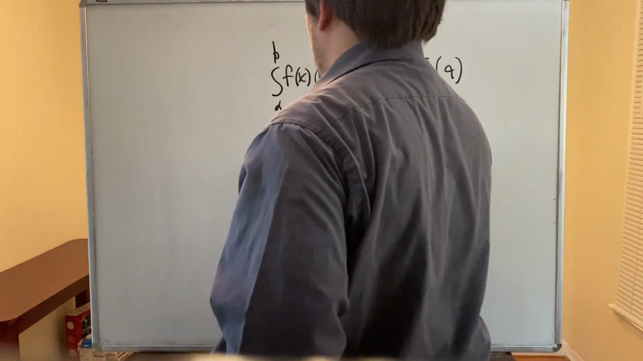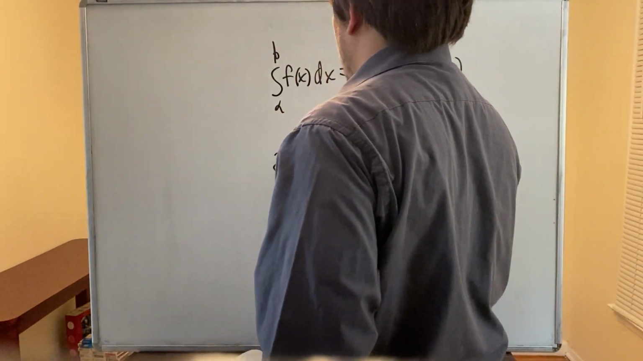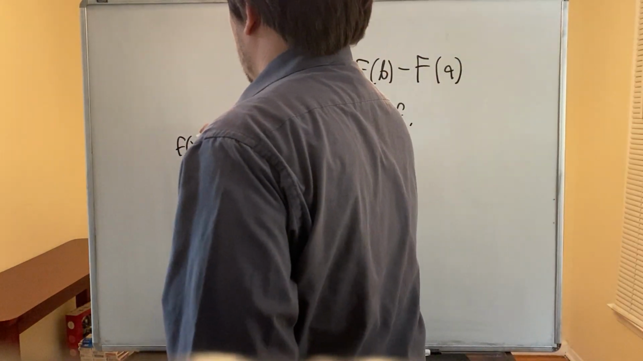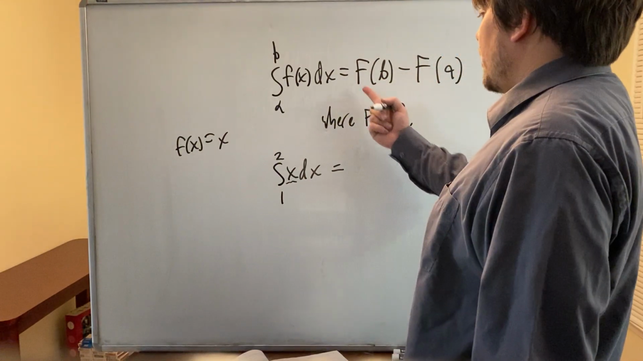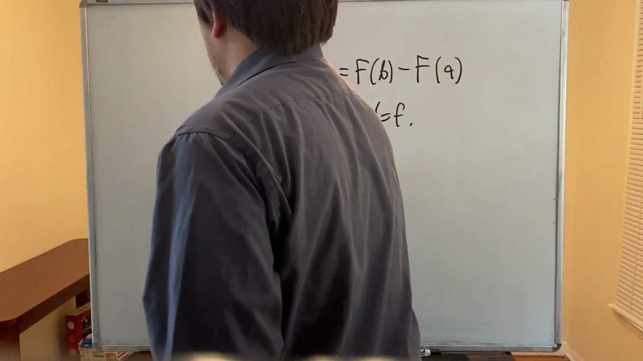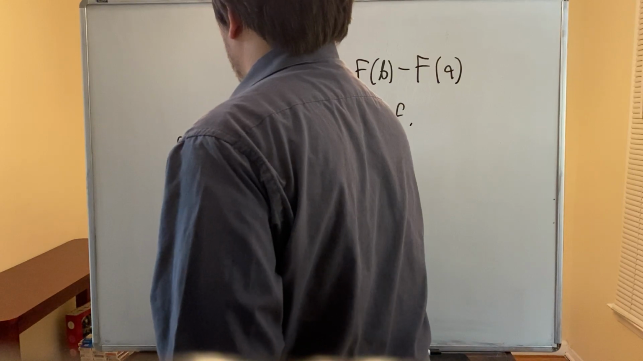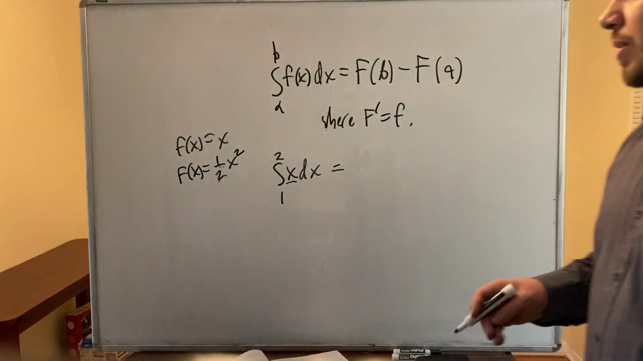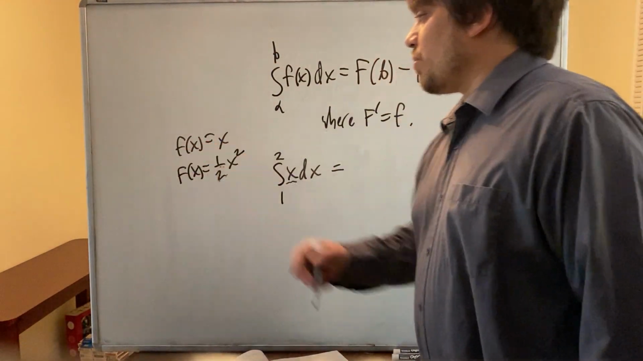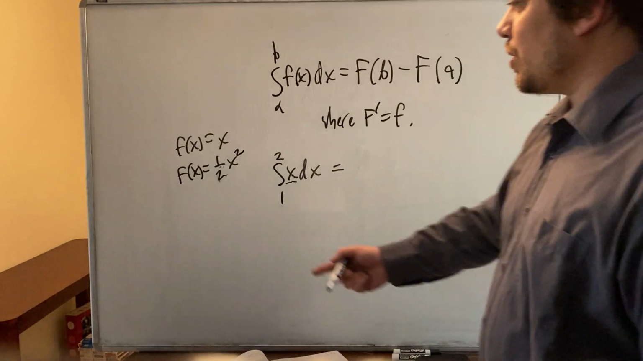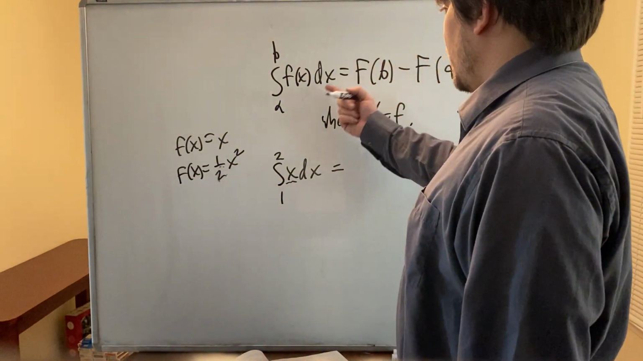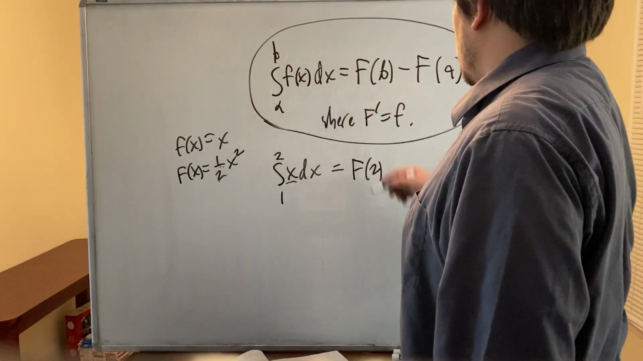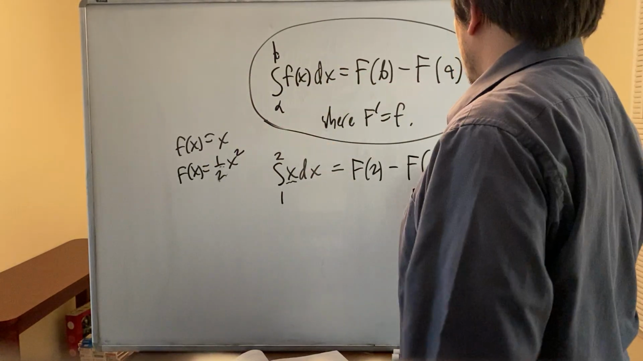So for instance, if you have the definite integral from 1 to 2 of x dx, this x is little f, so little f is x. Now we need an antiderivative of that function. So let's say capital F of x is 1/2 x squared. The derivative of 1/2 x squared is x. So capital F is an antiderivative of little f. And so you just take this function capital F, and by the evaluation theorem, this is capital F of 2 minus capital F of 1.